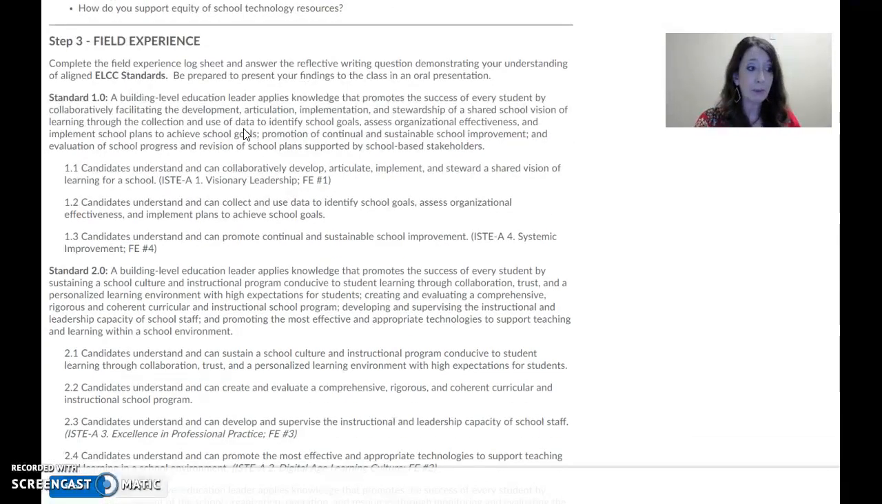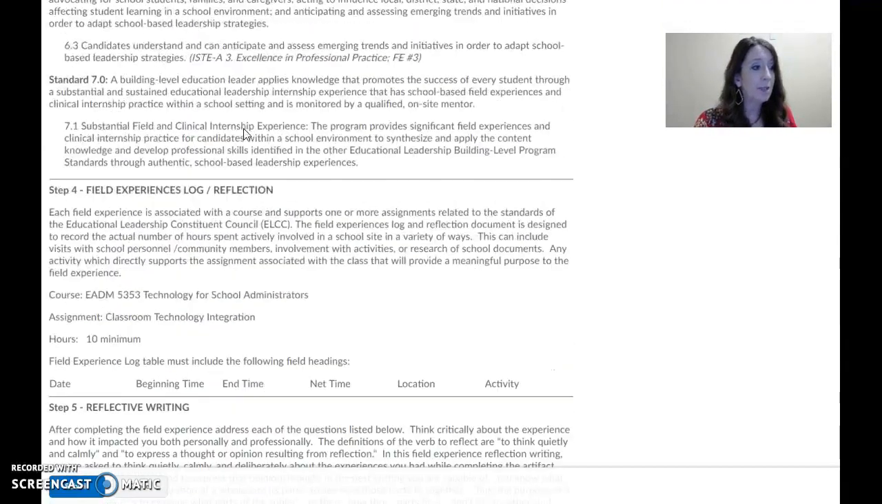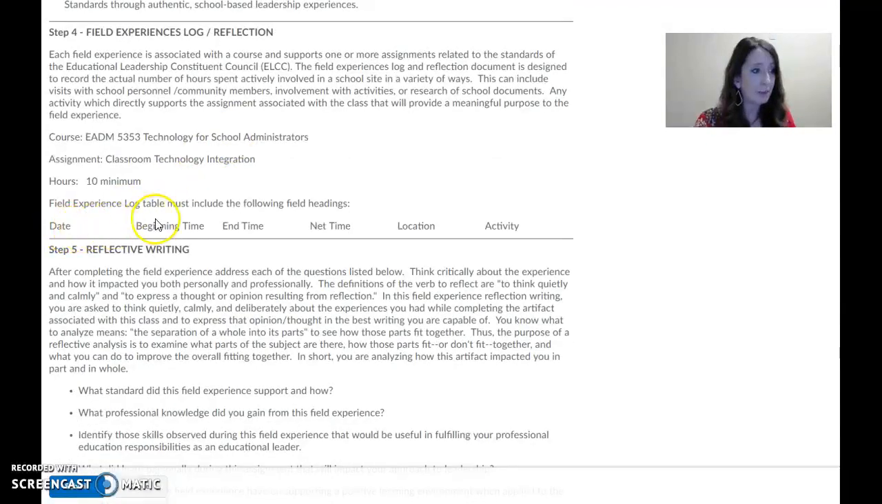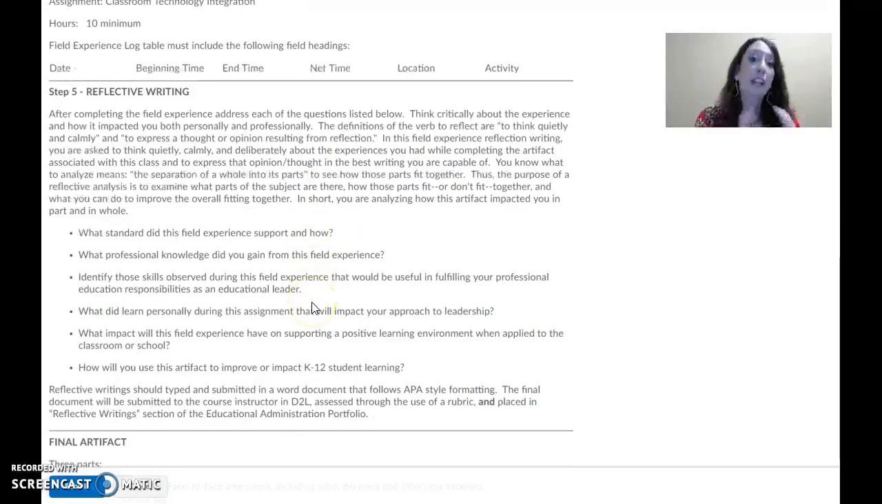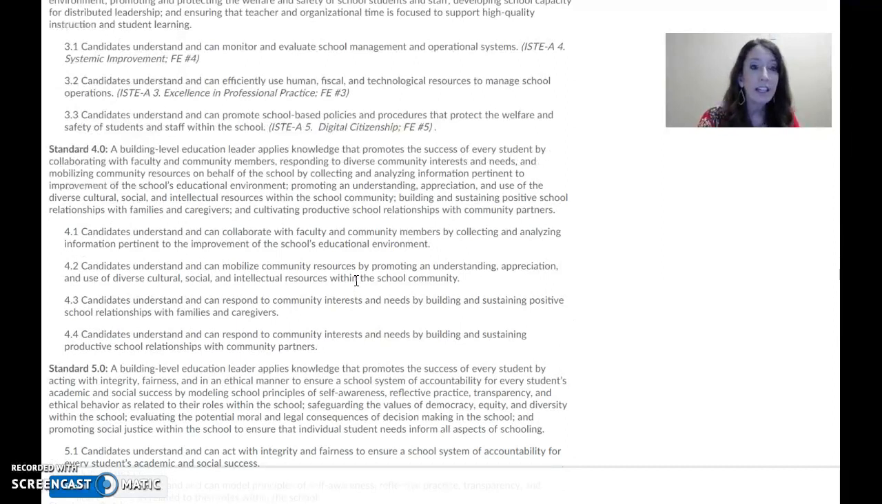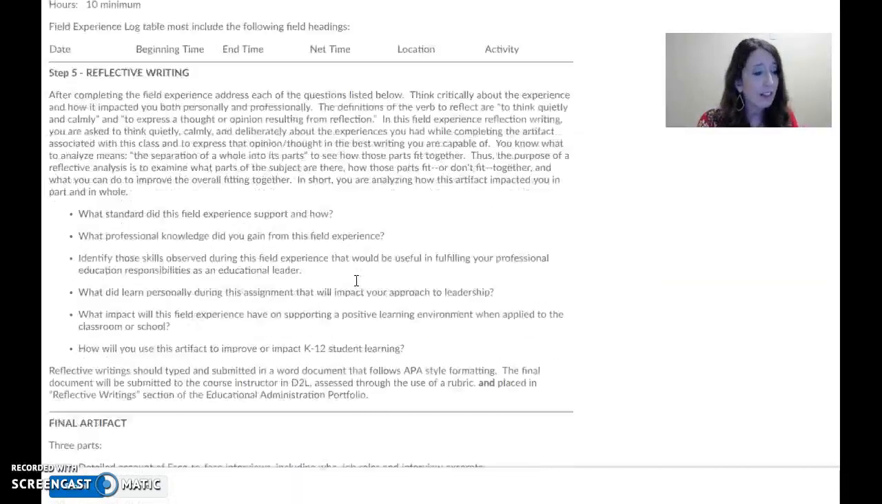As I mentioned, the field experience is 10 hours. And then you're going to keep track of that field experience in some kind of table with these headings. Where did you go? What did you do? What was the activity? What was the location? So on and so forth. And then you're going to write a reflective writing. This is the last part of the whole totality of the experience. These questions you're specifically going to ask. What standards did the field experience support and how? Look, I've outlined the field experience standards that it potentially could connect to for the course, so use those. Standard 4.1 is what I think it connects with.